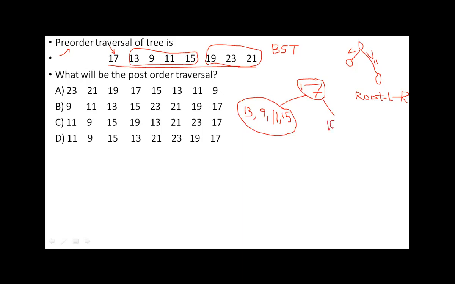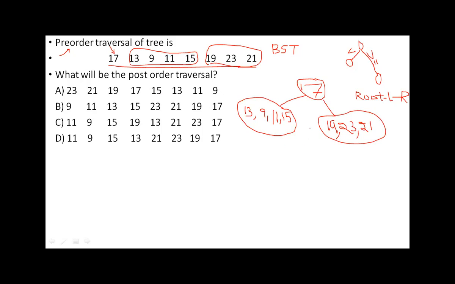19, 23, then 21. So these form the right subtree. Like this, you will get the first tree pattern here.